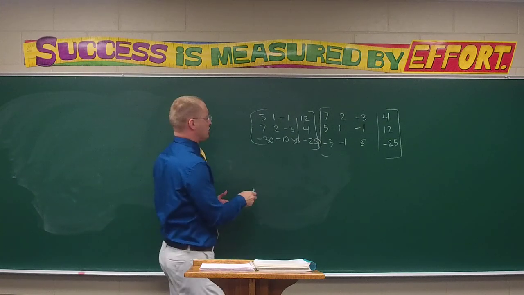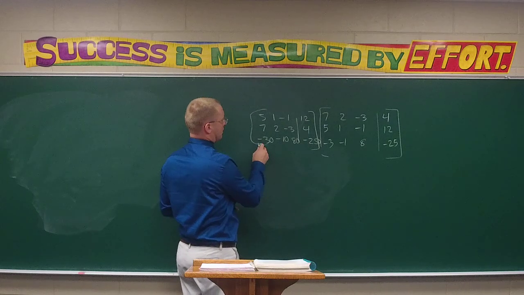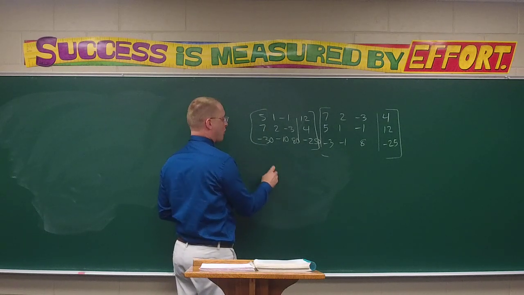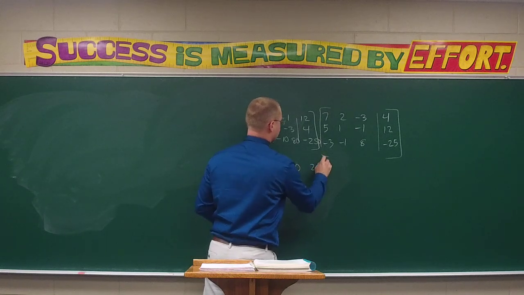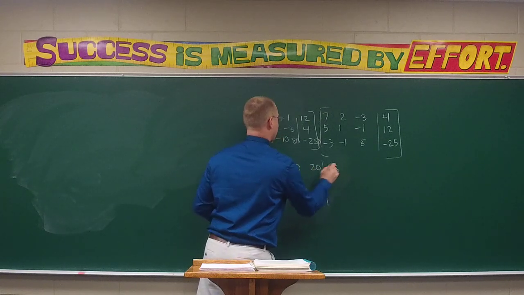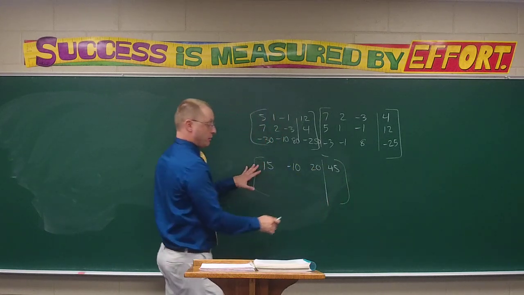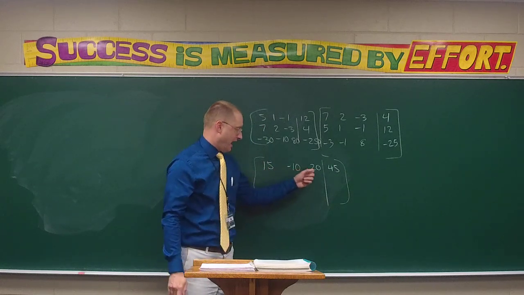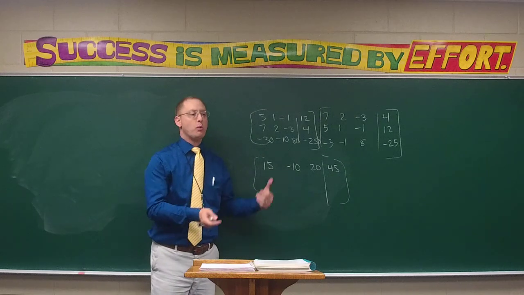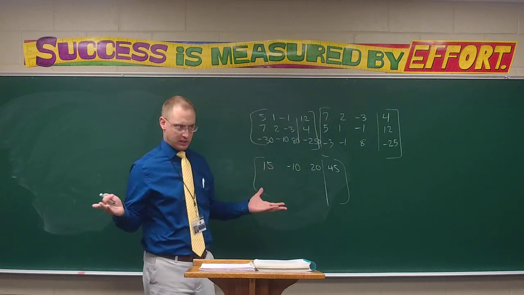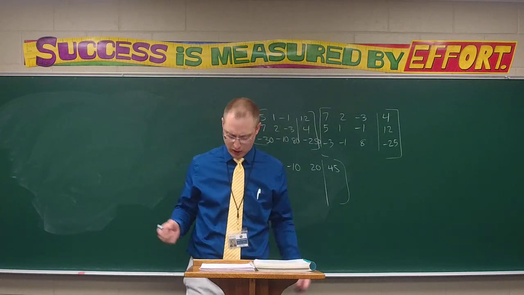Or if we happen to have a row, for instance, with something like a 15, negative 10, 20, 45. If we happen to have a row like that somewhere in a matrix, like, you know what? I can take a 5 out of everything. You can do that because you can do that in an equation. We can do that in an augmented matrix. Does that make sense? So again, not a difficult concept.